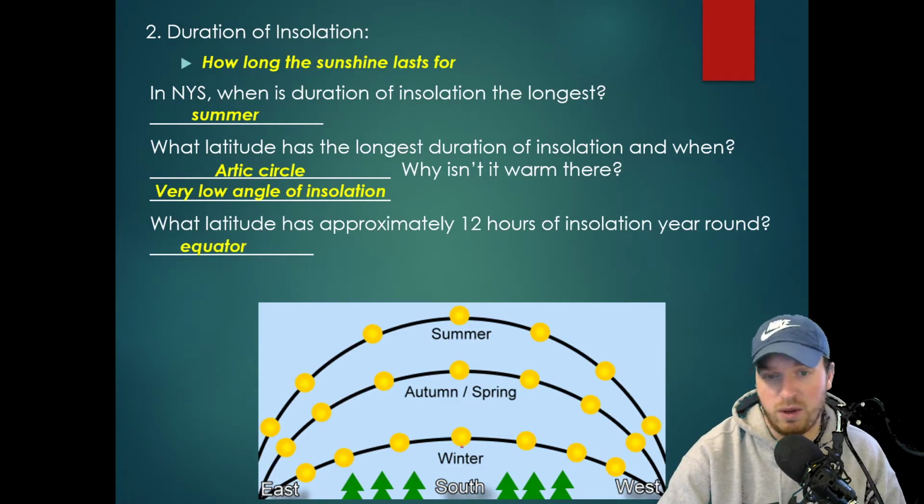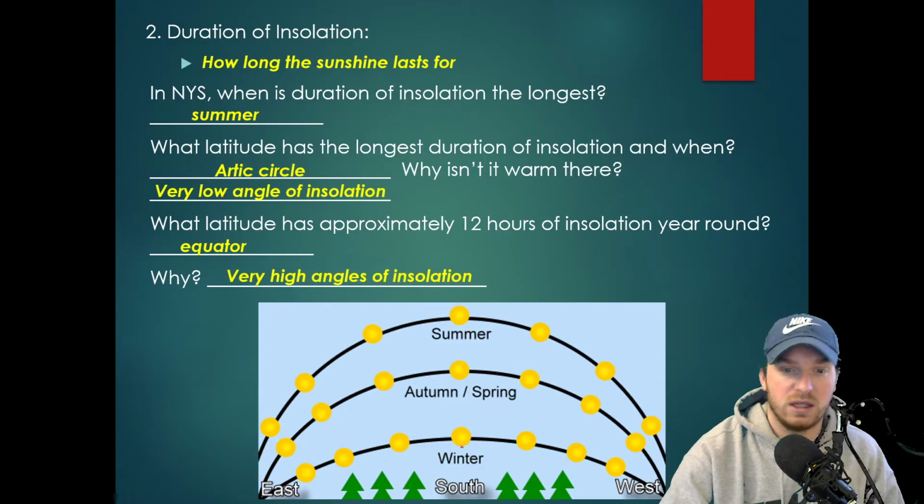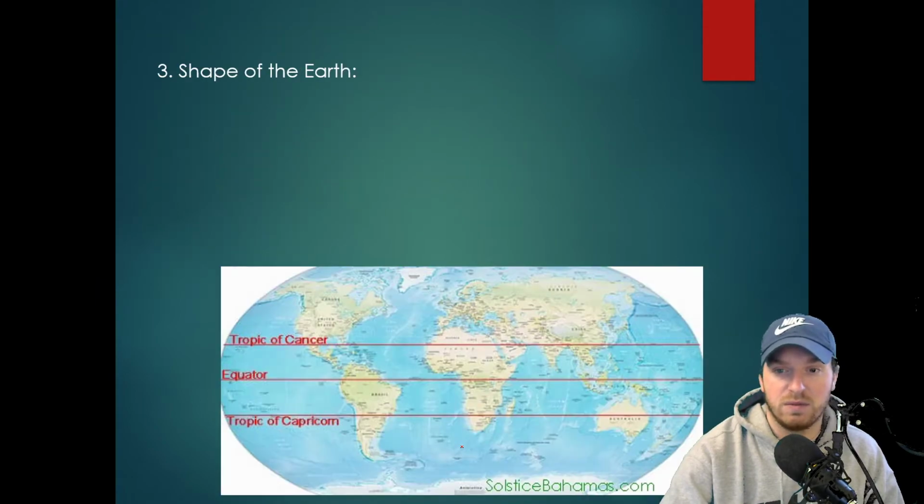That's the equator. The equator has pretty much 12 hours of insolation no matter what part of the year you're in, which makes it hot consistently for the entire year. Why is that? It's because it has very high angles of insolation.